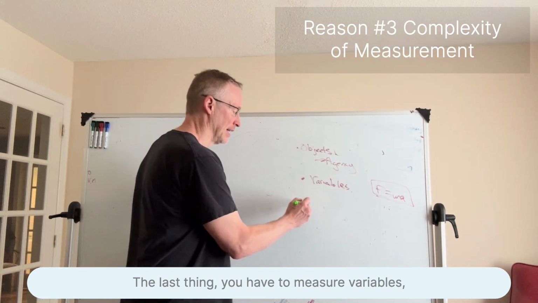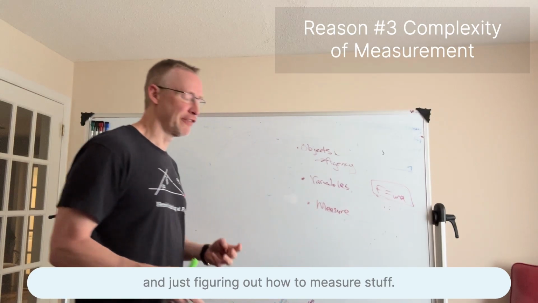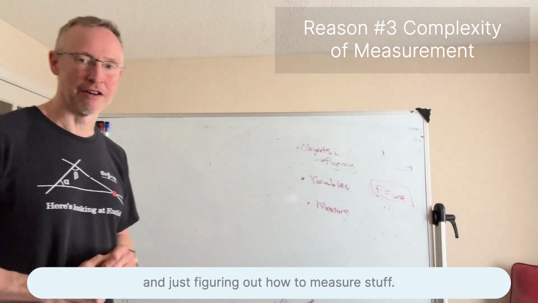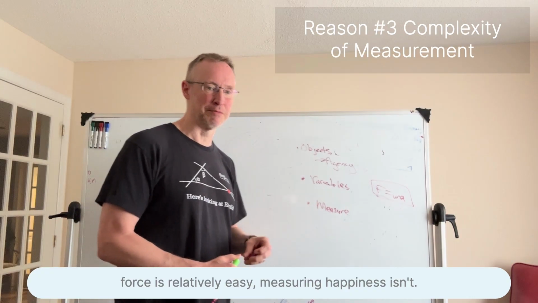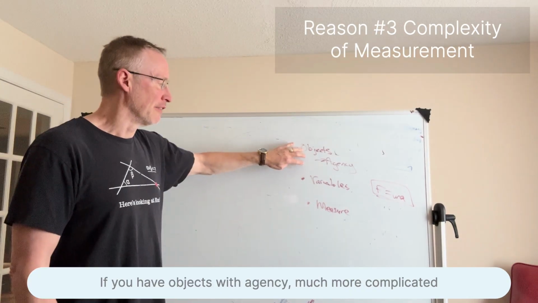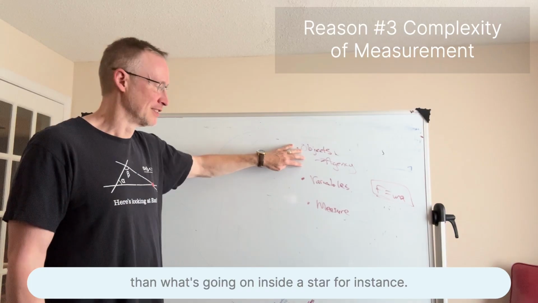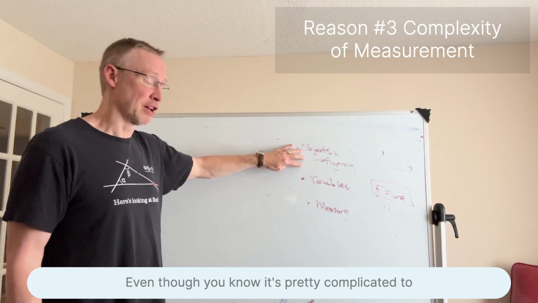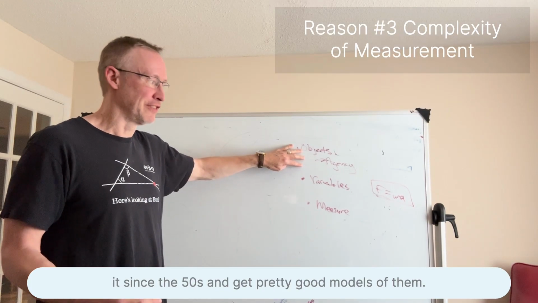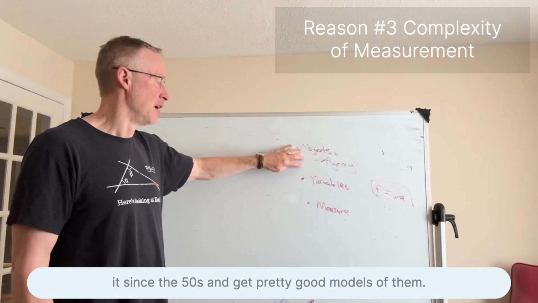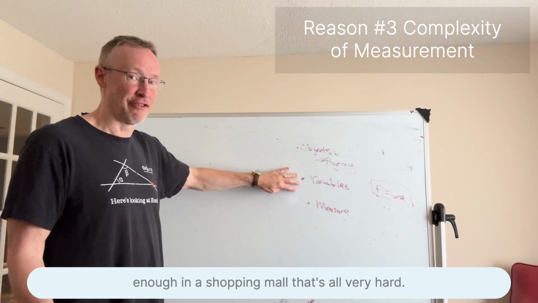Right? The last thing, you have to measure variables. And just figuring out how to measure stuff. Measuring acceleration is relatively easy. Measuring force is relatively easy. Measuring happiness isn't. You have objects with agency, much more complicated than what's going on inside a star, for instance. Even though, it's pretty complicated to model a star, but you can. We've been able to model it since the 50s and get pretty good models of them. The variables, way more variables. It's strangely enough in a shopping mall.